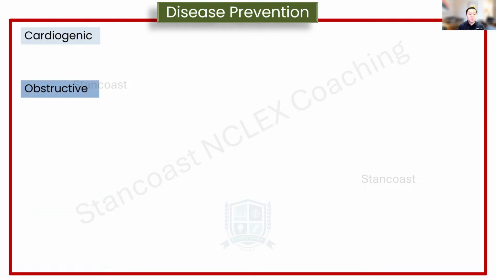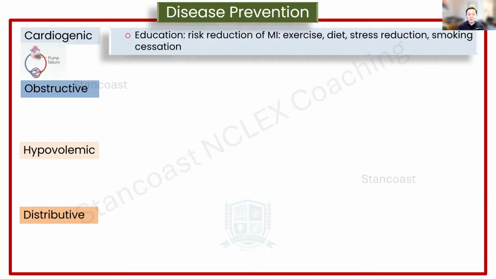Well, so many things, right? For the cardiogenic shock, we can help them with educating about the risk of developing an MI. So those healthy lifestyle changes, exercise, diet, stress reduction, smoking cessation are going to be the top priorities in the education, right?